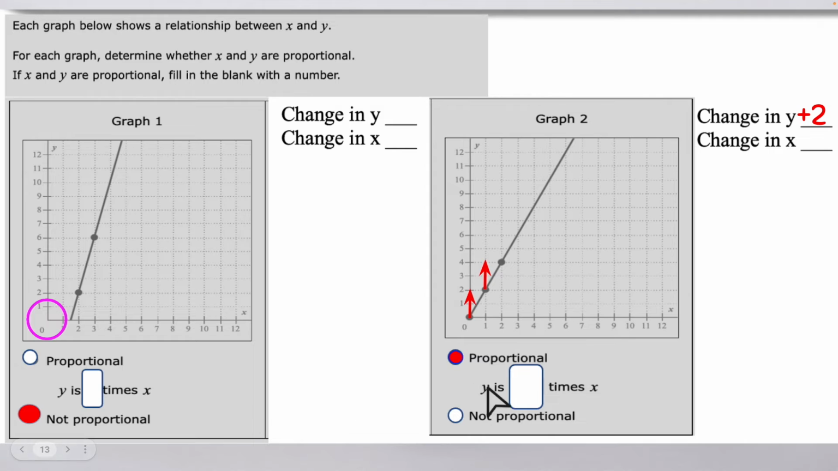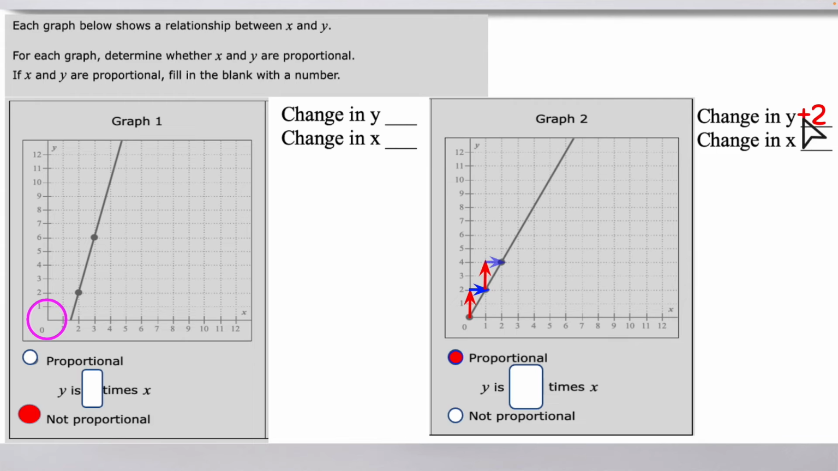All right, the next one, I accidentally clicked too many times here. So you can already see I accidentally clicked on proportional. I need to animate that. But I'm looking at what's my rise. So I'm going up. It's starting at 0, 0. I'm going up 2. And then from here, I'm going up another 2 to get to that next line. So I'm going up 2 each time. So you can see my change in y is 2.